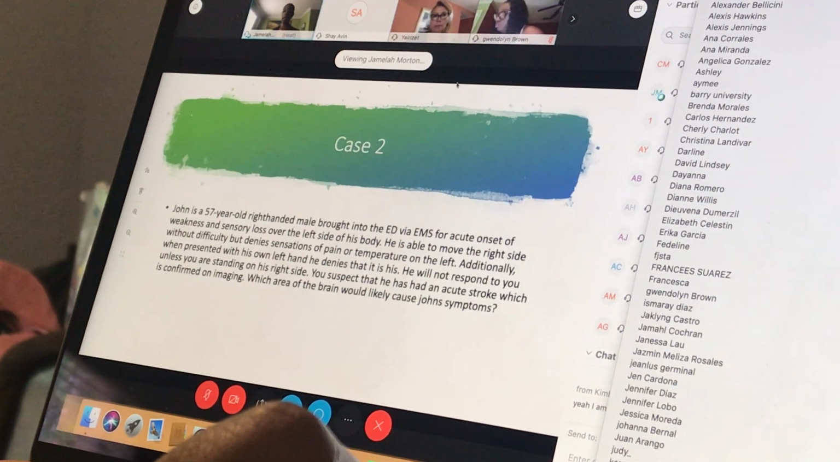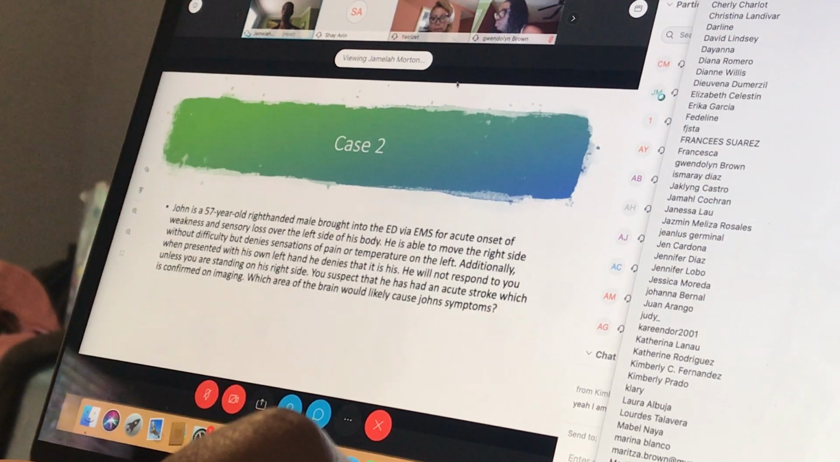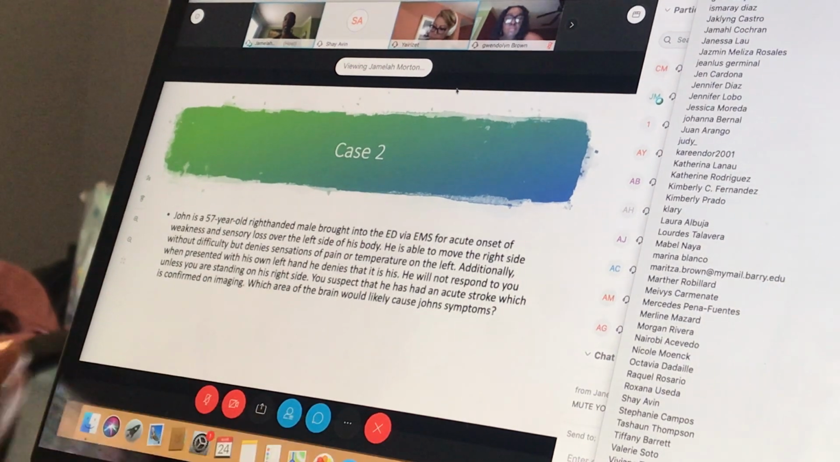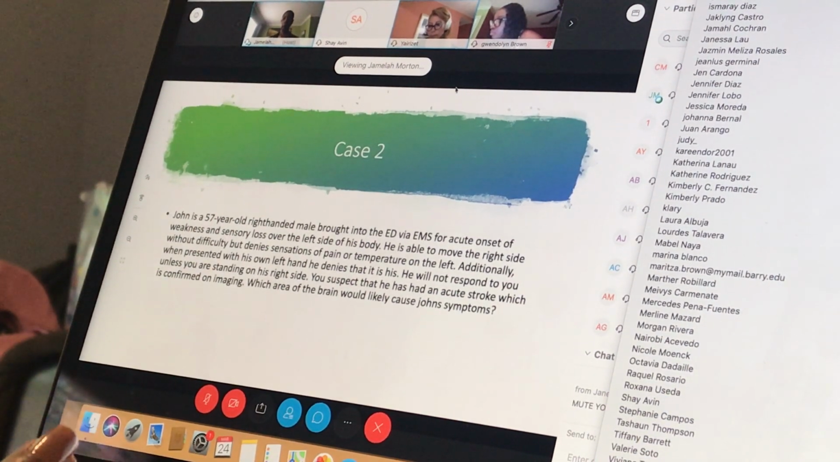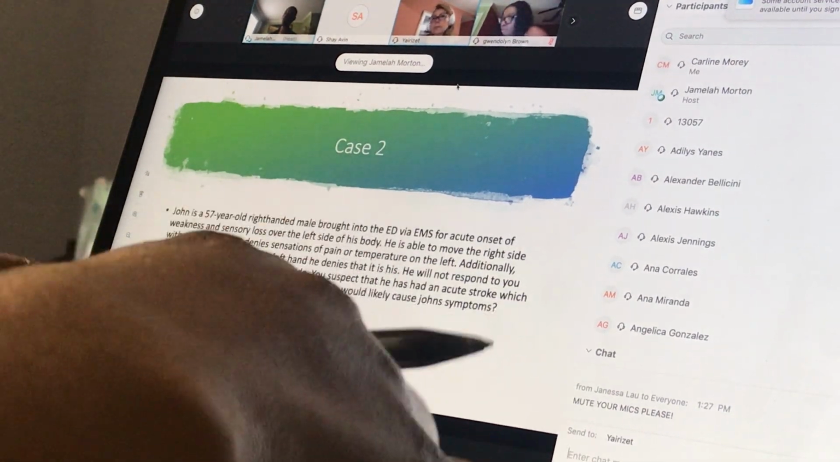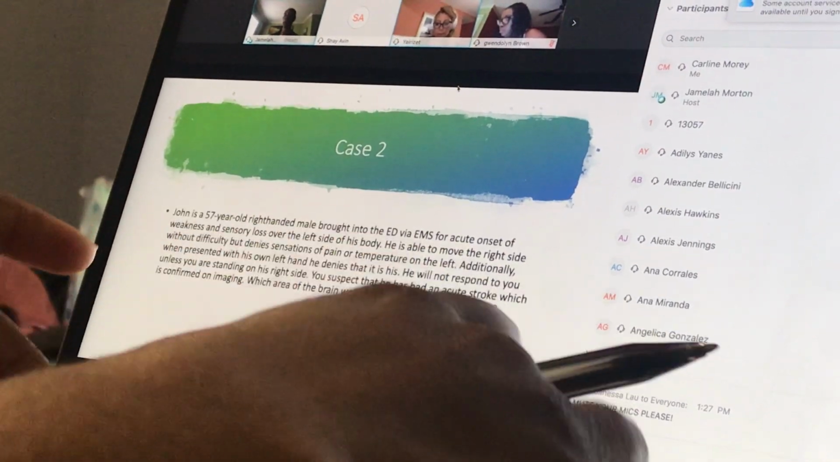Praxia is the ability to perform known tasks or daily living tasks. If you are unable to do that, you become apraxic. And again, praxia is more frontal lobe. Agnosia is your parietal lobe.